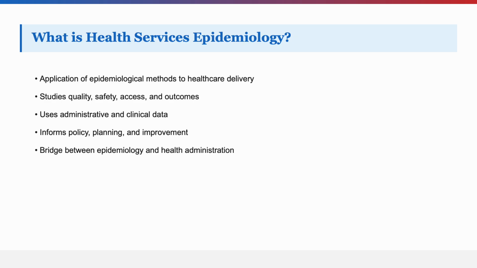Health services epidemiology uses administrative data, hospital discharge records, billing claims, registries, as well as clinical data from electronic health records. This data is collected for other purposes but enables epidemiological analysis. Findings inform policy decisions, resource allocation, and quality improvement. They help identify variation in care, disparities in outcomes, and opportunities for improvement. For healthcare managers, health services epidemiology provides the evidence base for decision-making. Understanding its methods helps you generate and interpret this evidence.